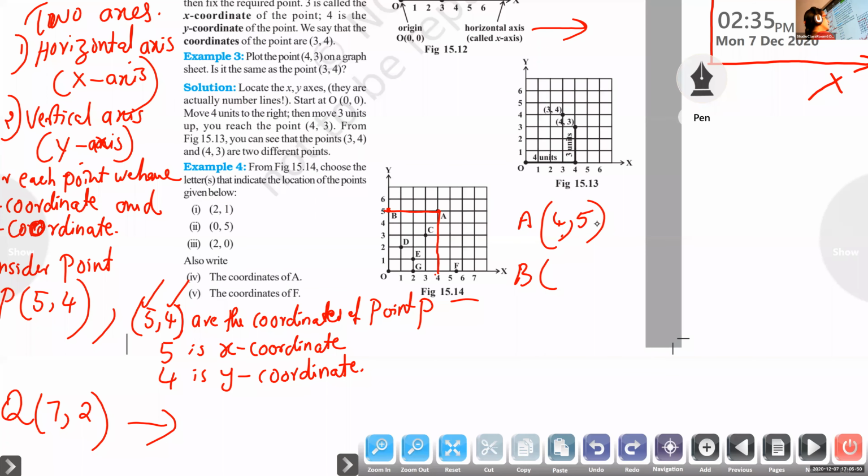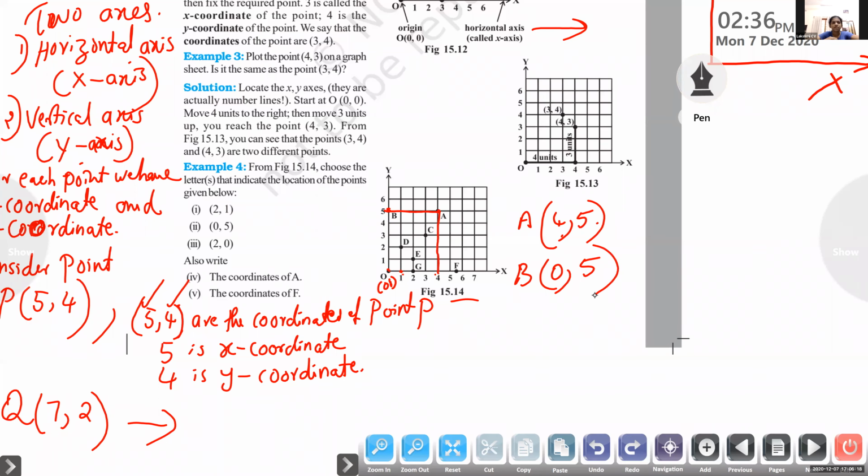Okay, Lakshmi. The same way, here about point B, what is x coordinate? 1. How 1? 1 is here, no? Oh, 0, it is 0. Origin is 0, 0. So it is 0. Okay, 0, comma, on y-axis it is 5. 5. Very good.